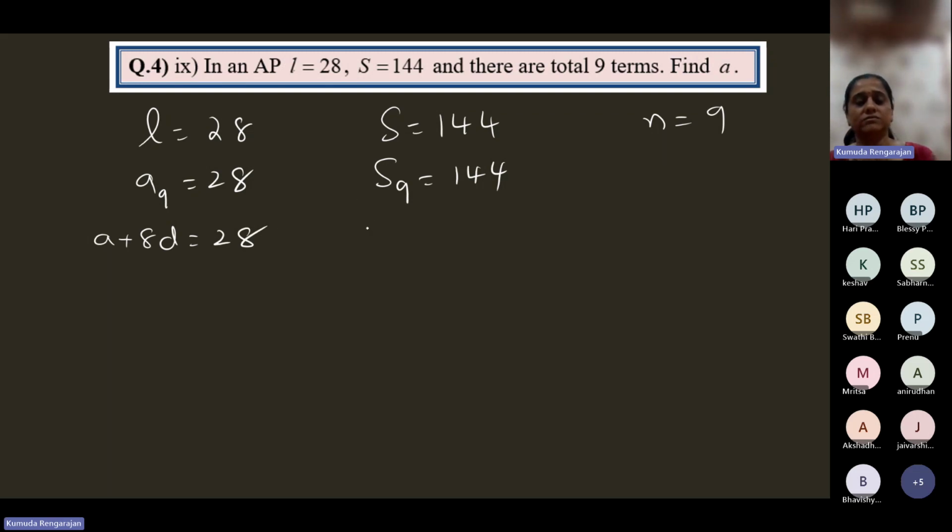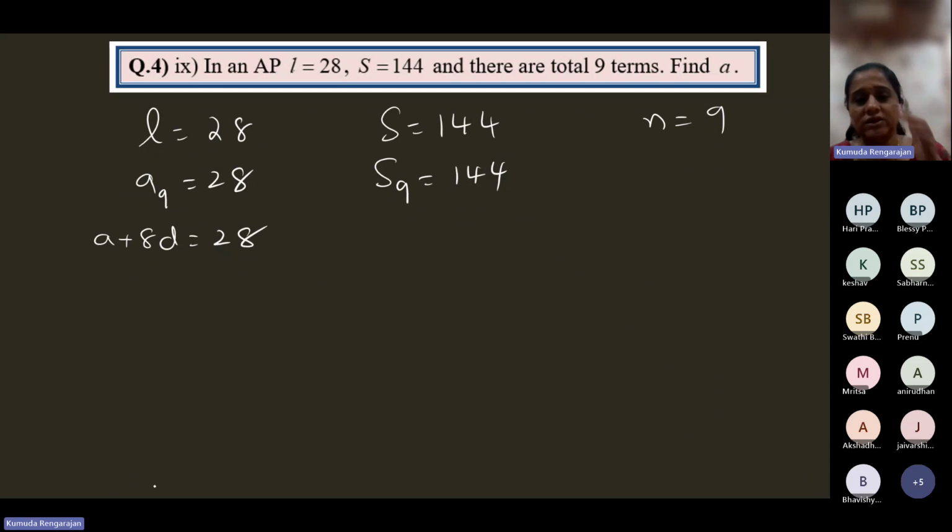And S9 means N by 2. Now here, if you use N by 2 of the first term plus the last term, first term we don't know. When you don't know what to do, you can write both and go ahead with whichever is convenient. So N by 2 is 9 by 2. It's not difficult to decide which one to go ahead with. You write both, you substitute the values in both the formulae, and then you can decide. You can do that in the rough column also.